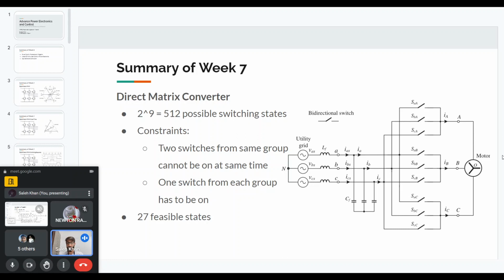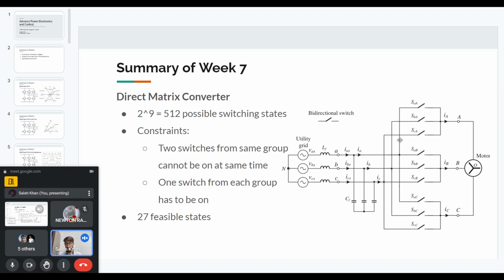This is how a direct matrix converter looks like. First of all, we have the three-phase input. Then we have an LC filter to filter out the harmonics in the currents. Then we have the matrix converter, and then we have a three-phase motor at the output.